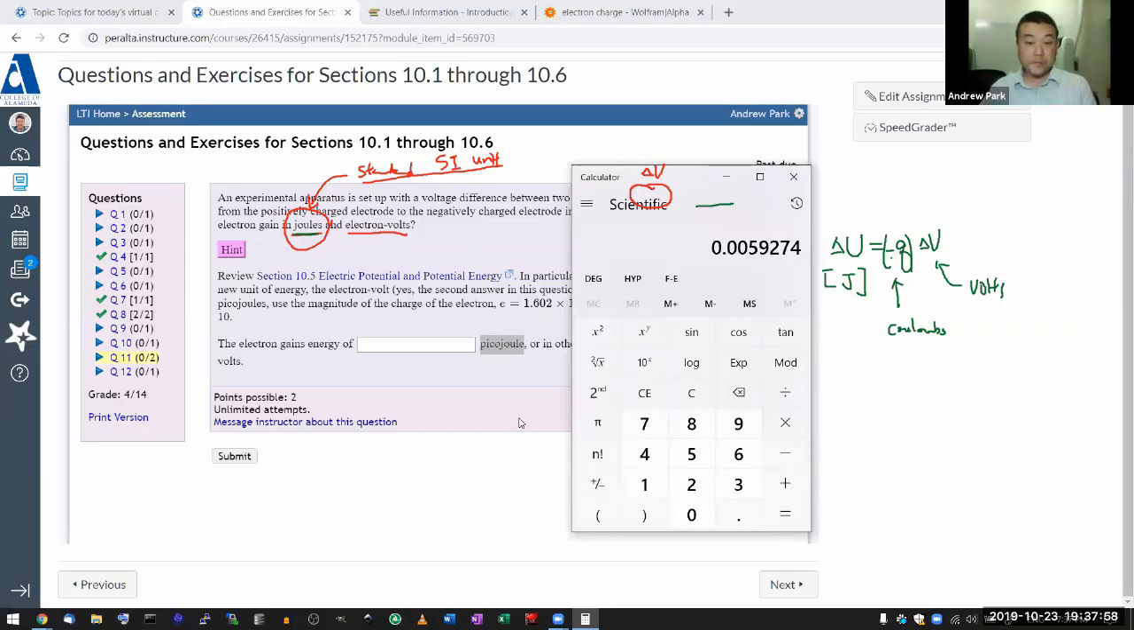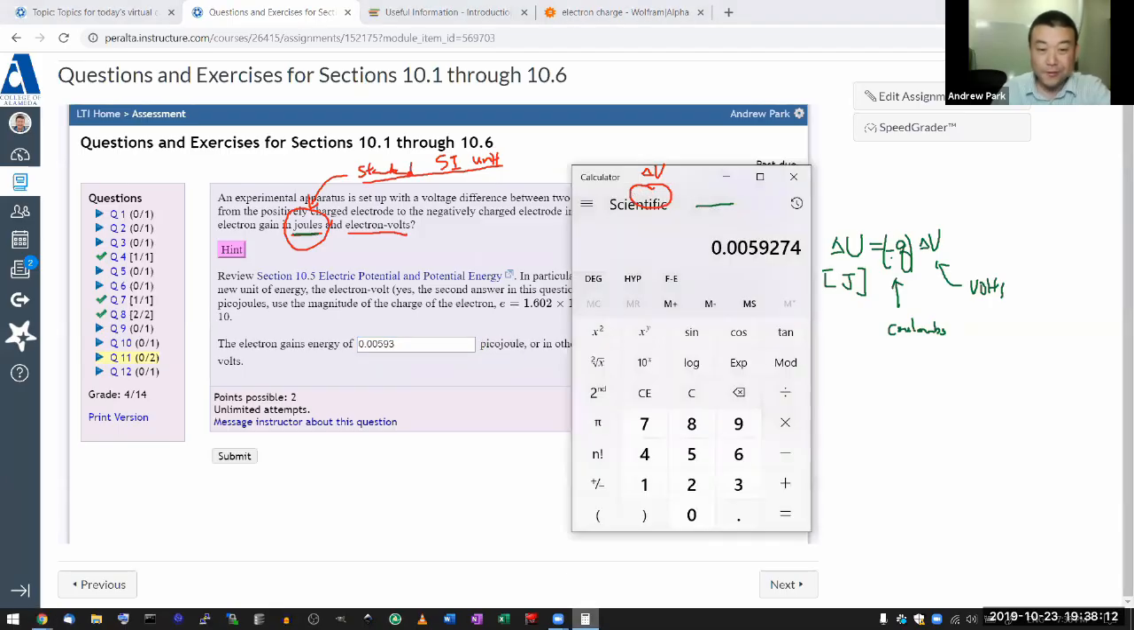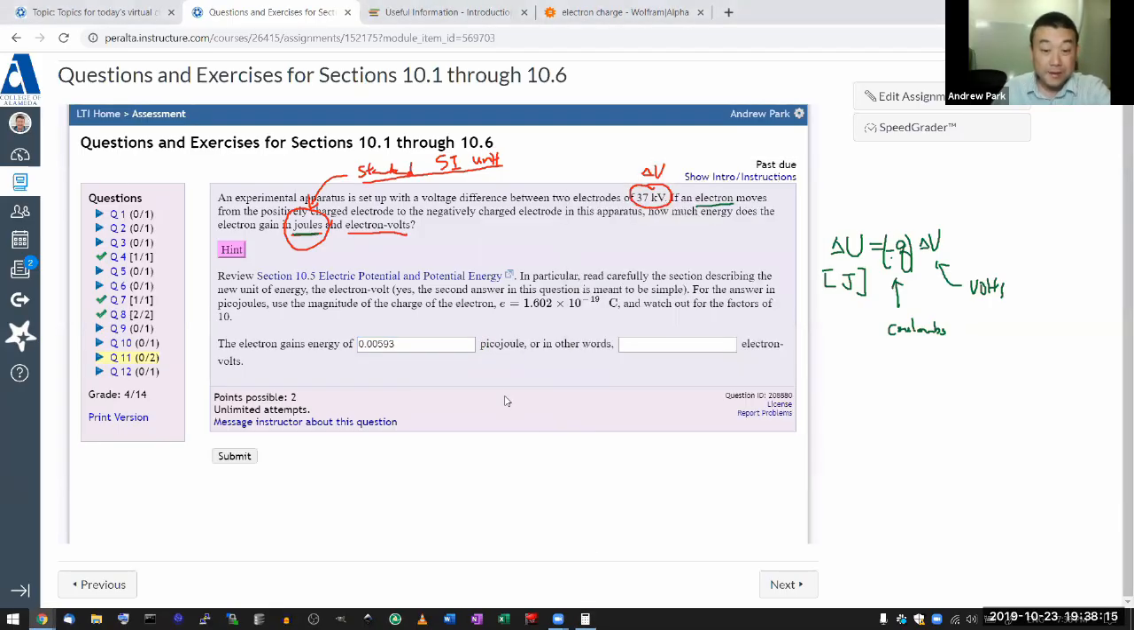All right, so that's the answer in picojoules. So it's still got some zeros left, 0.00593. So that should be it, 0.00593. And we'll see if that's correct when we put in the numbers. So the electron gains that much energy, or in other words, this is where calculationally, actually, this is easier.